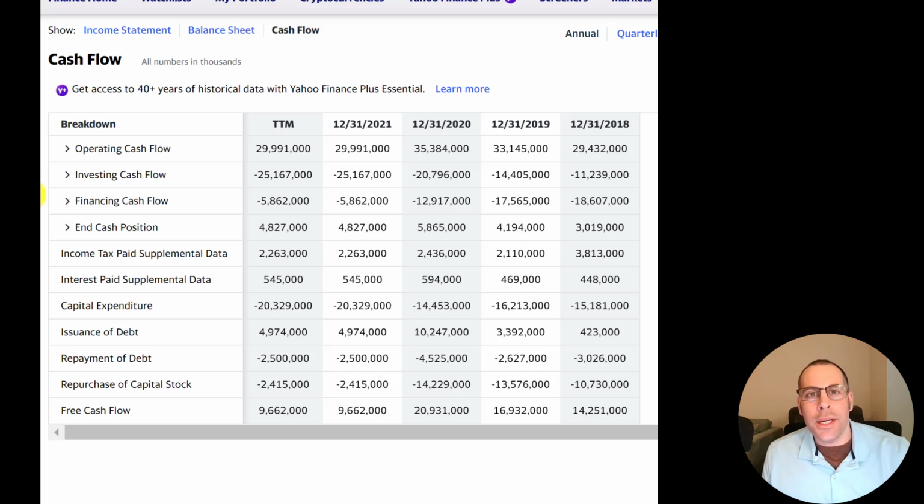The third section is financing cash flows. If the company adds debt or pays down debt, that goes into this section. If they raise equity or buy back shares, that also goes into this section. And also if the company pays a dividend.